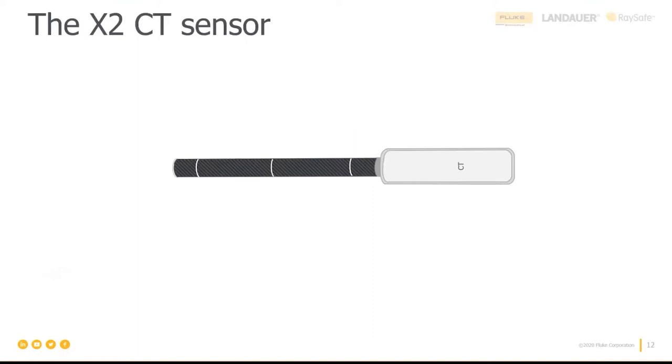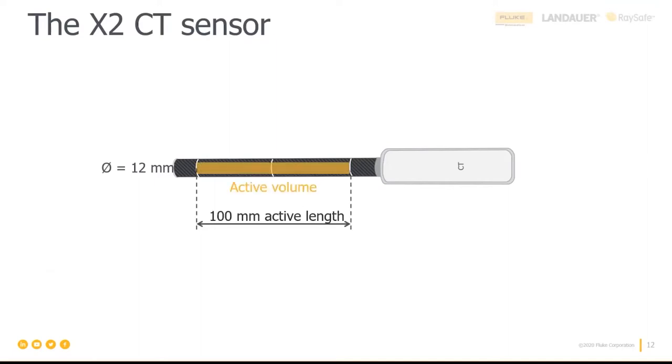So, the X2 CT sensor is an ion chamber and electrometer built into one unit. It has a diameter of 12 millimeters that fits into all standard holes of a CTDI phantom. The active length is 100 millimeters, and both ends and the center of it are marked with a white circle, and this is to help with laser line alignment. Between the lines is the active volume of the ion chamber.